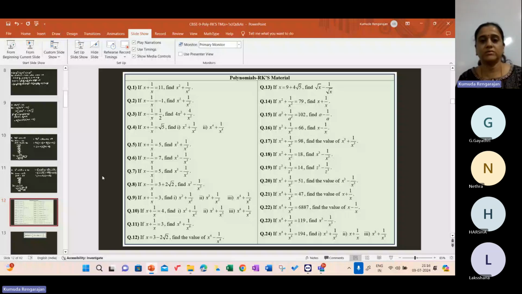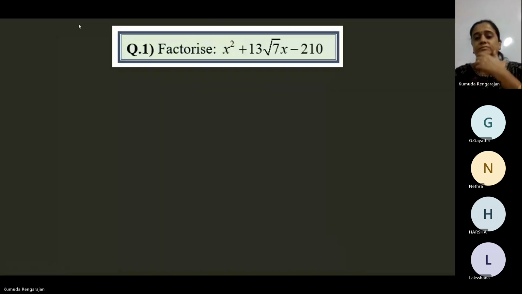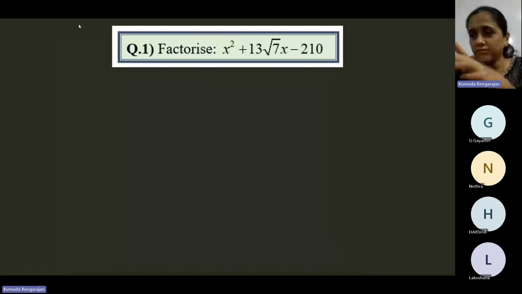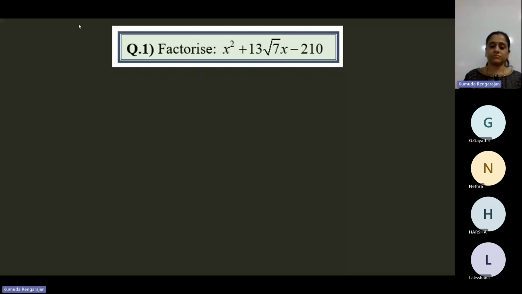Oh, sorry. Try this one. You continue with the serial number 11. Okay, you can continue. If you finish, please share your answer. And children, if you finish, please share your answer.